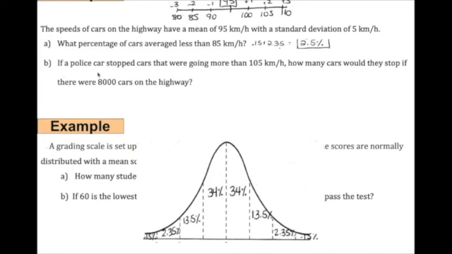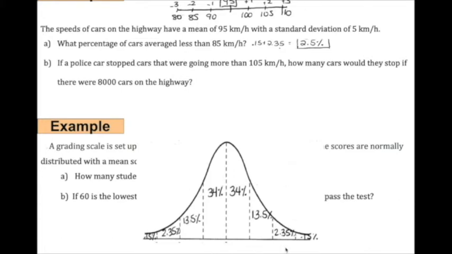Next one, question B. If a police car stopped cars that were going more than 105 kilometers per hour, how many cars would they stop, if there were 8,000 cars on the highway? So more than 105, this one here. This is plus 2 standard deviations away from the mean. So this is what we want, going faster than 105.